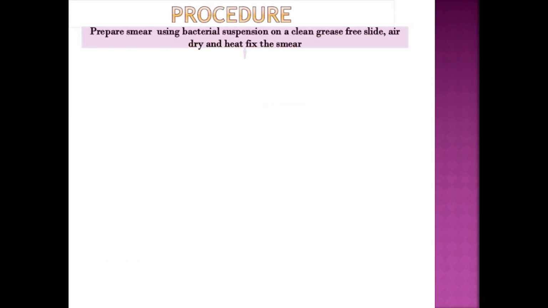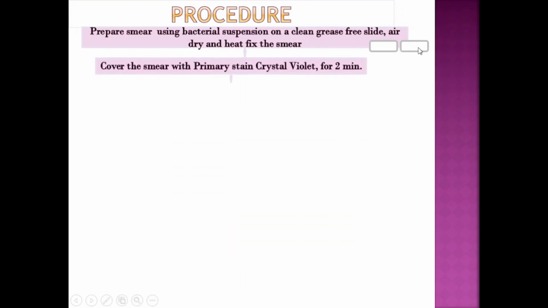So in the procedure, the very first step is to prepare a smear using the bacterial suspension on a clean, grease-free slide, air dry it, and heat fix it. Up to this point in the procedure, all the cells are colorless. Then cover the smear with the primary stain, crystal violet, for 2 minutes.